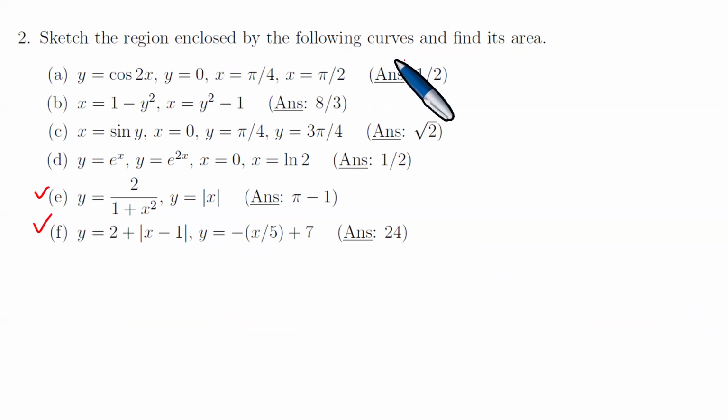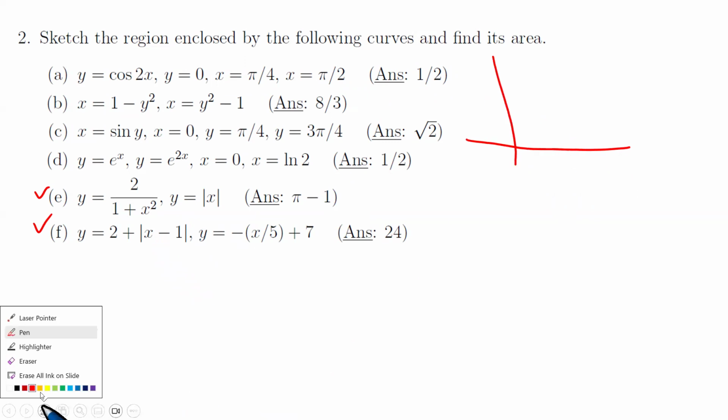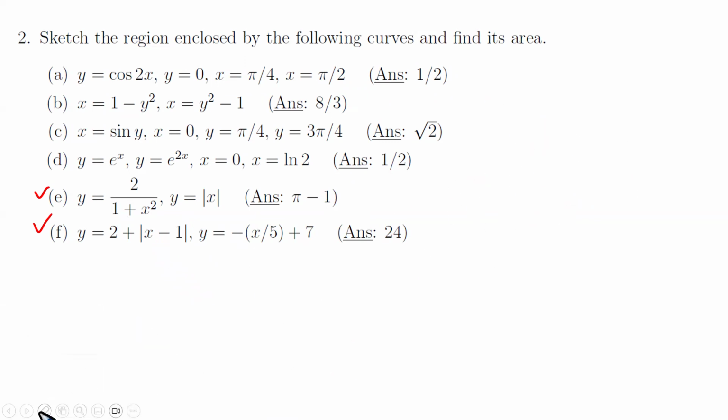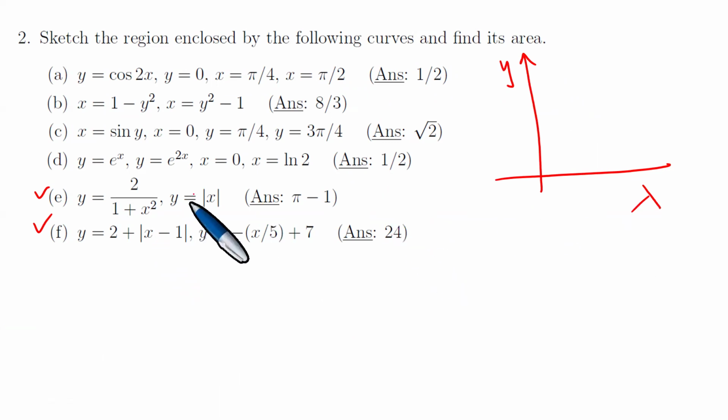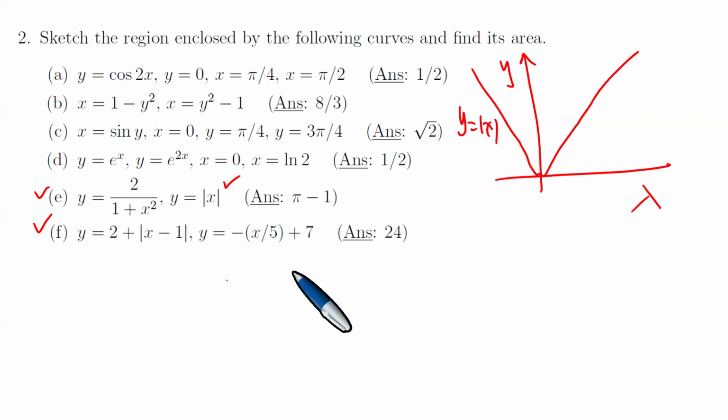Sketch the region enclosed by the following curves and find its area. So what is the region enclosed by the following curves? Take a look and realize that at this point you have the following shape. You have these together with the y and the x. So the curve y equals the modulus of x is like this. This one is y equals the absolute value of x.